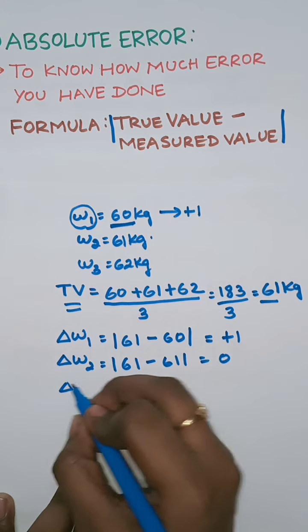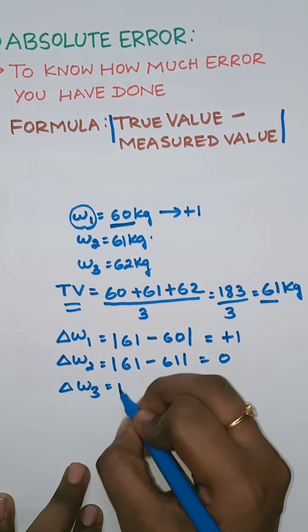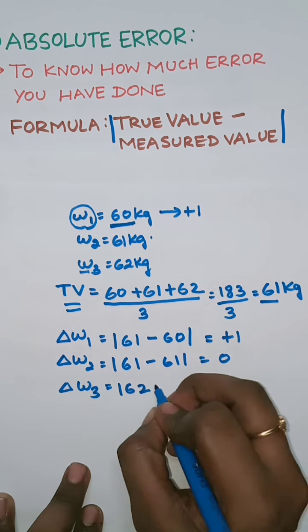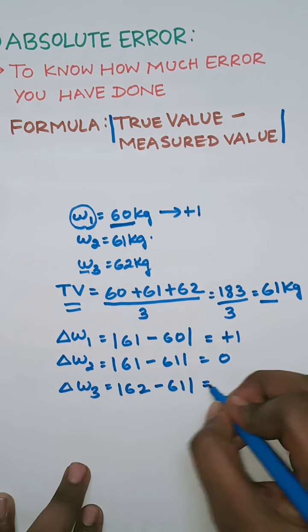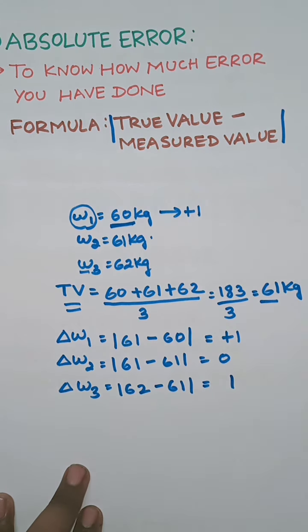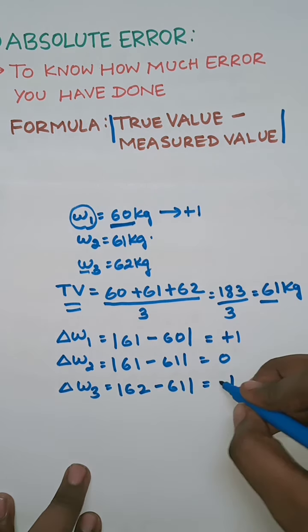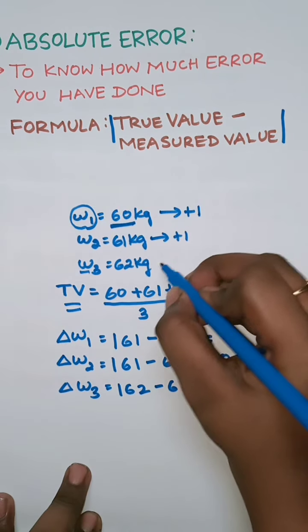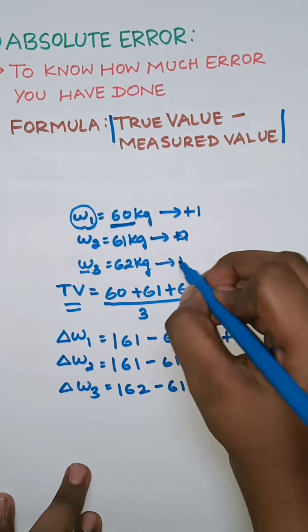Now we are going to check for W3. 62 minus 61, which is nothing but 1 only, because inside the modulus you are not going to keep any minus. So plus 1 only. This is the way you have to calculate the absolute error.